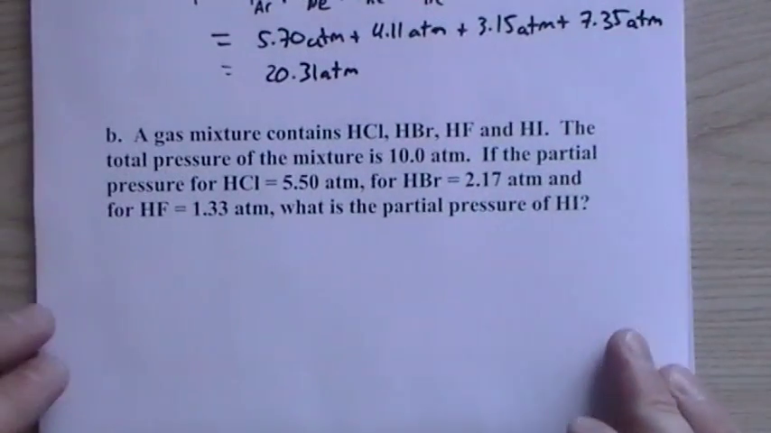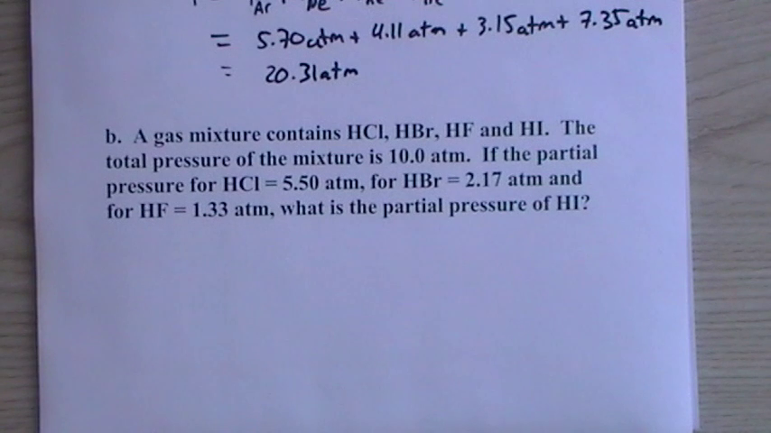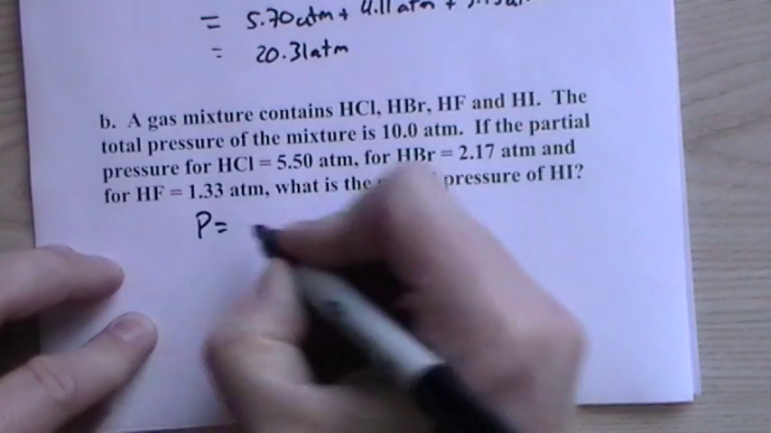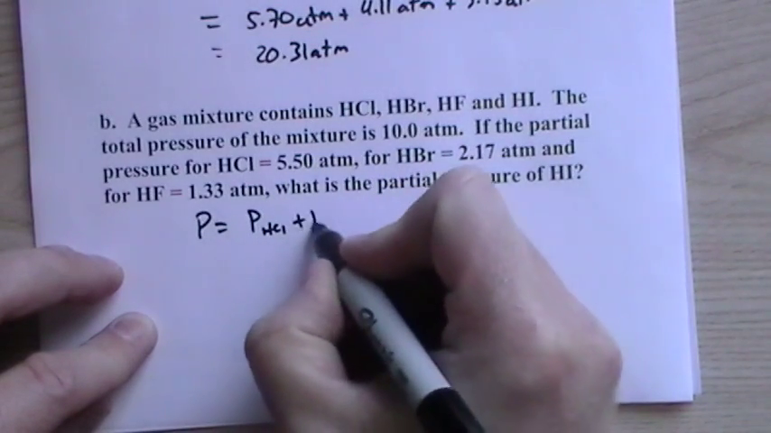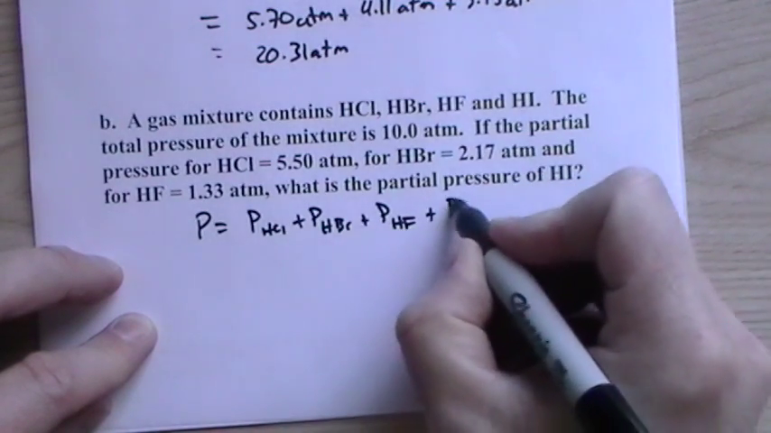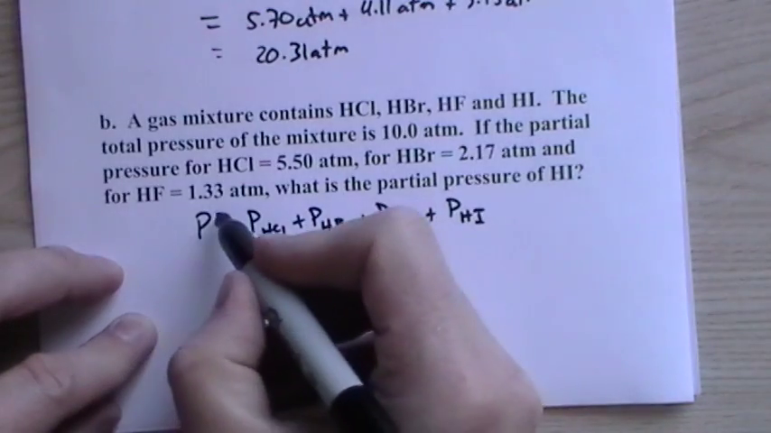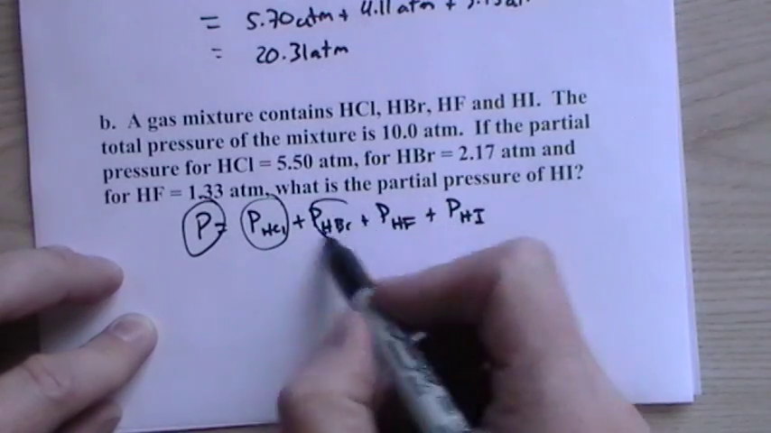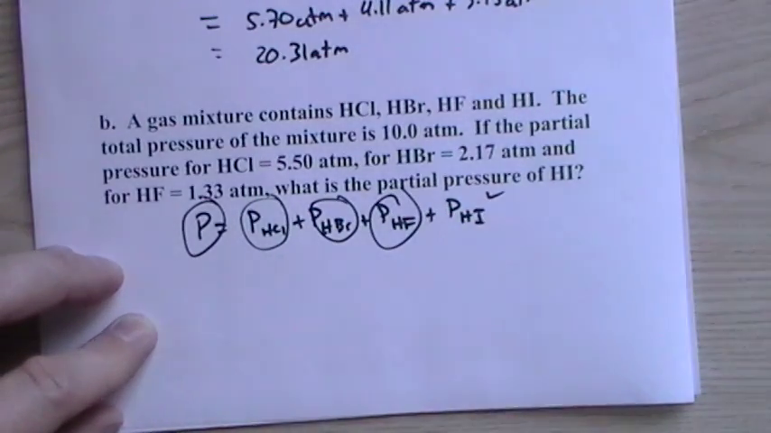Good. Now, another way we can approach this: a gas mixture contains HCl, HBr, HF, HI. If the total pressure of the mixture is 10 atmospheres, and the partial pressures are given except for one of them, what's the one that's missing? So again, we can write it out. The total pressure is the pressure of HCl gas plus HBr gas plus the partial pressure of HF plus the partial pressure of HI. Now they told us the total pressure is 10 atmospheres. They gave the partial pressures for HCl, HBr, HF. This is the one that's missing, so we just solve for that.